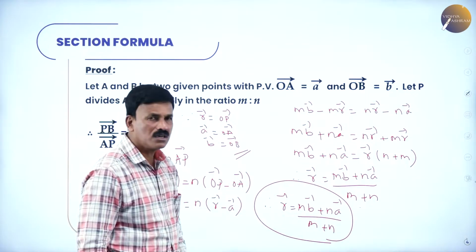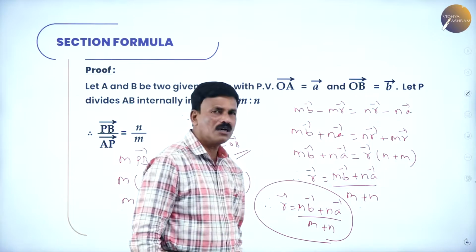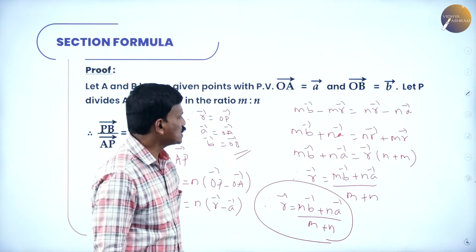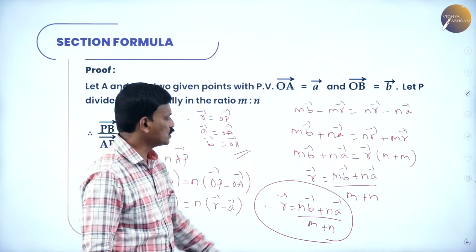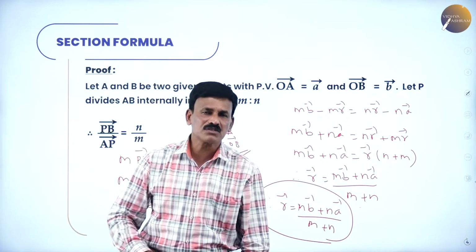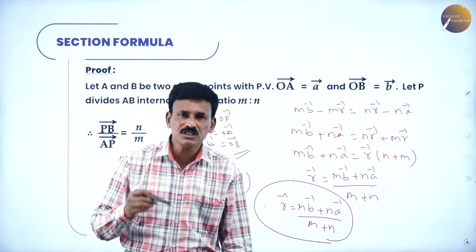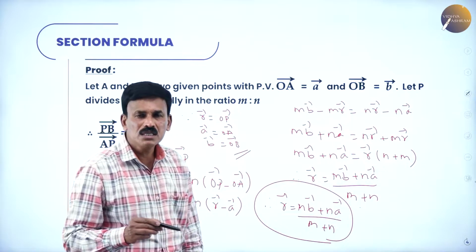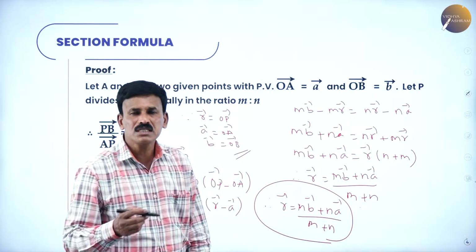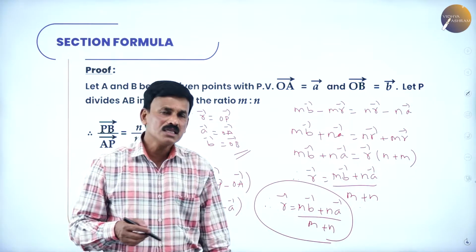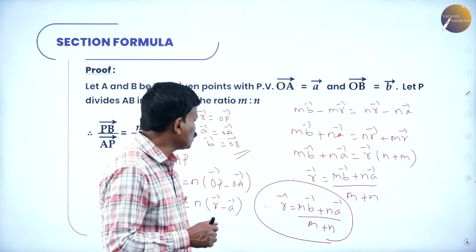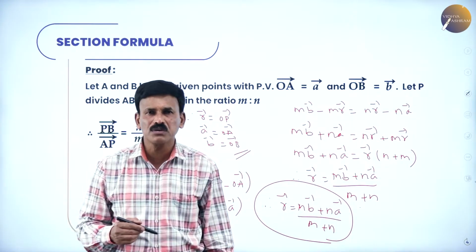So, therefore, vector R is equal to, bringing this to the denominator, m into vector B plus n into vector A divided by m plus n. So, the position vector of the point which divides the line joining the points A and B in the ratio m is to n internally is given by the internal division: R is equal to m into vector B plus n into vector A by m plus n.